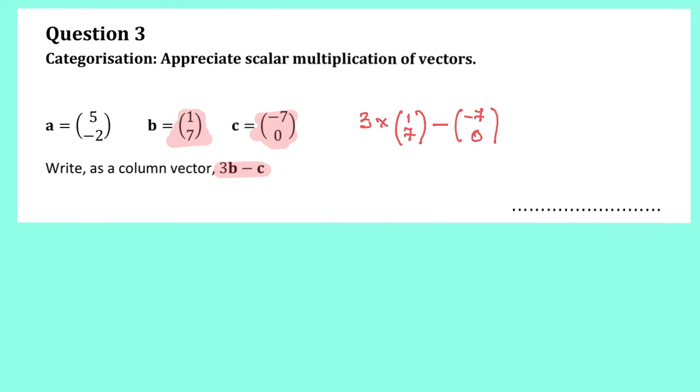Well, 3 times (1, 7) is equal to (3, 21). Then subtract (-7, 0), which is equal to 3 minus minus 7, which is 10. 21 minus 0 is 21. So the column vector 3B minus C is equal to (10, 21).